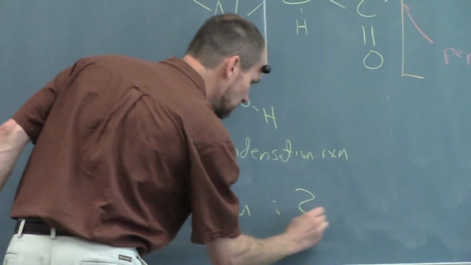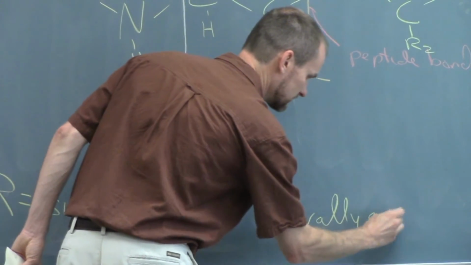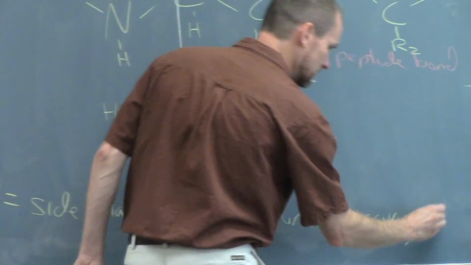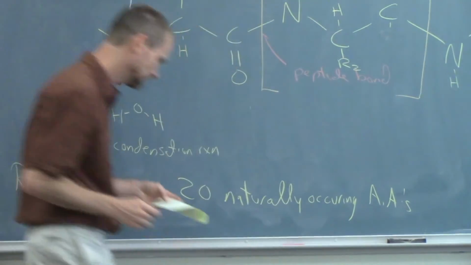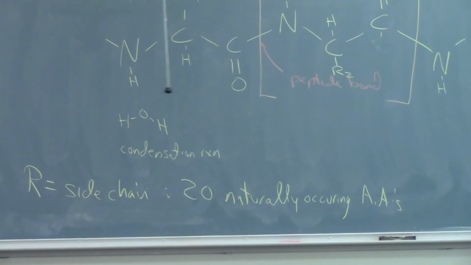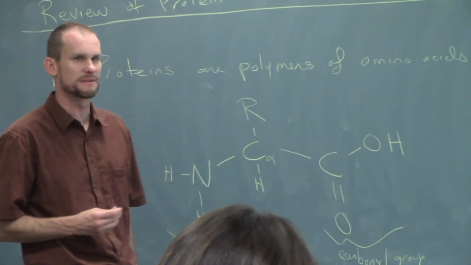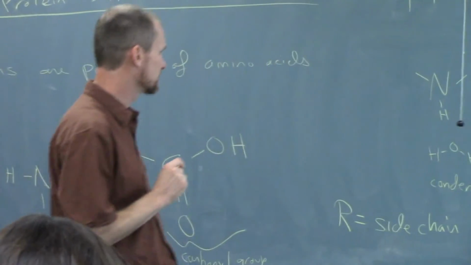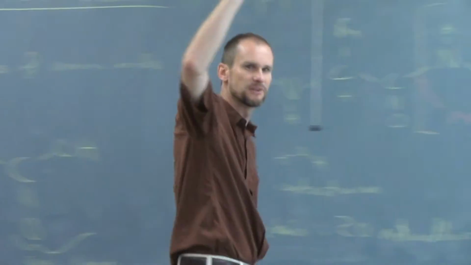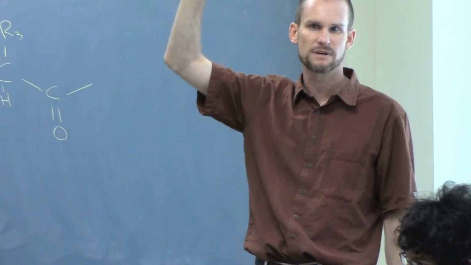There are 20 naturally occurring amino acids. And those are what make the interesting chemistry and make it do different things. So we have different proteins that fold into different things. It's because we have different sequences of side chains. Okay, so how many people know this stuff? You've seen this before? Okay, so how many people know there are 20 amino acids?